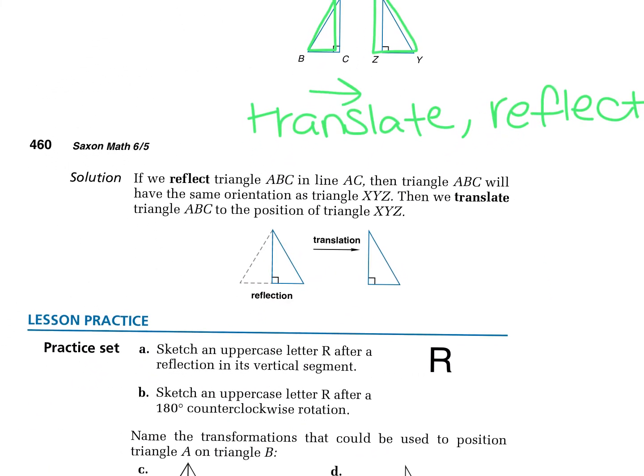So let's see. It says if we reflect triangle ABC, the triangles will have the same orientation. So first they reflect it, which is fine. It doesn't matter which order. Then we would translate the triangle to move it to the position. So we would move it over and it would be congruent.